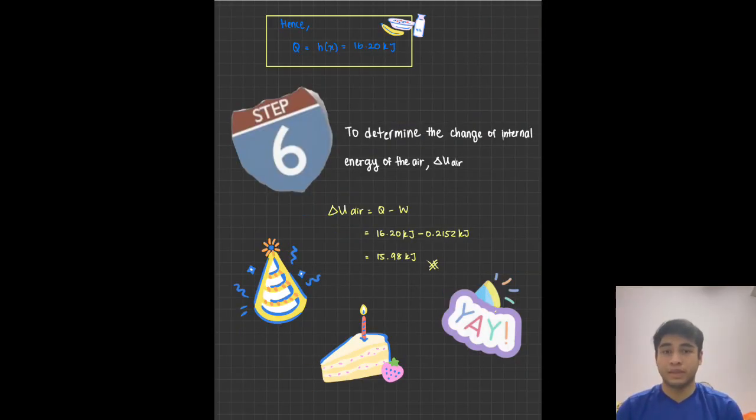So the last step is step 6, to determine the change of internal energy of the air. So we have all the information. The change of internal energy equals Q minus W. The Q is the heat transfer, which is 60.20 kilojoule, minus work done, and the work done is 0.2152 kilojoule, and the final answer is 15.98 kilojoule. And that's all for us.